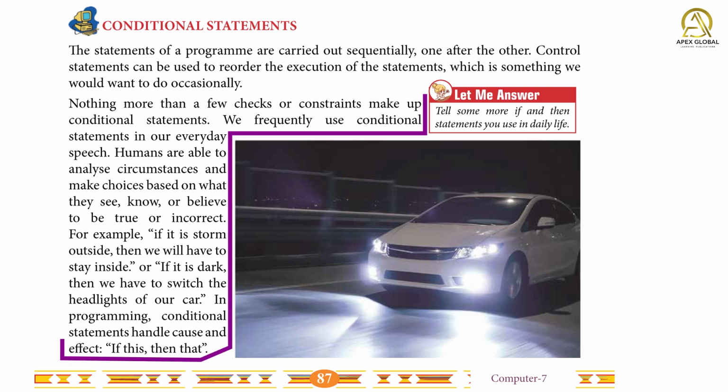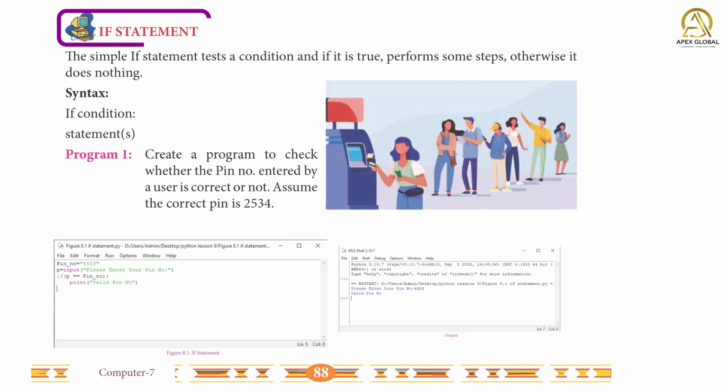Conditional statements are nothing more than a few checks or constraints. We frequently use conditional statements in our everyday speech. Humans are able to analyze circumstances and make choices based on what they see, know or believe to be true or incorrect. For example, if it is stormy outside, then we will have to stay inside. Or if it is dark, then we have to switch on the headlights of our car. In programming, conditional statements handle cause and effect. If this, then that.